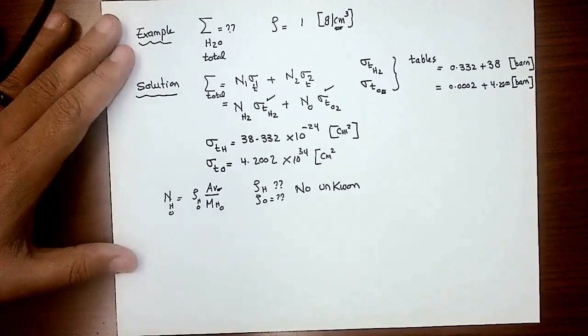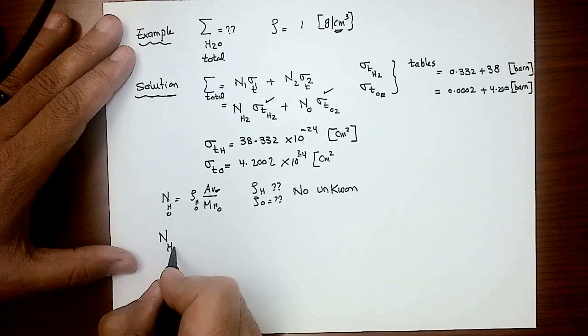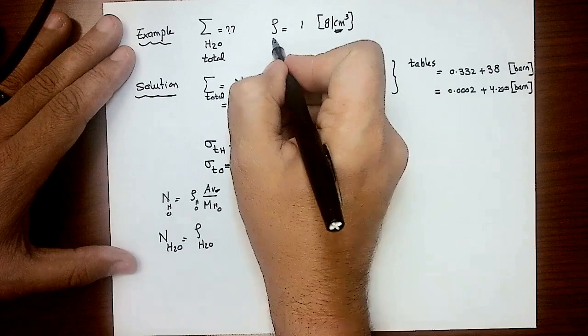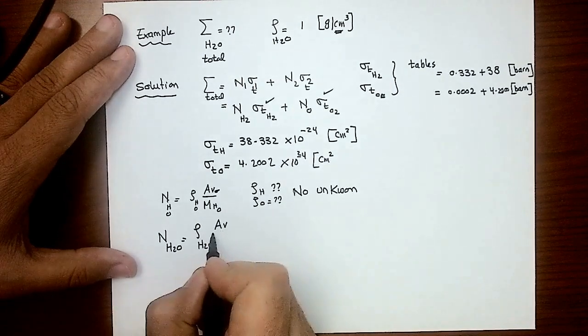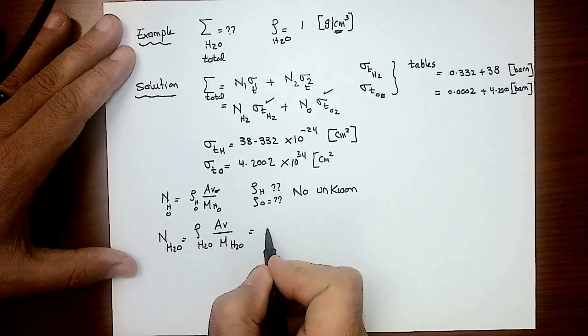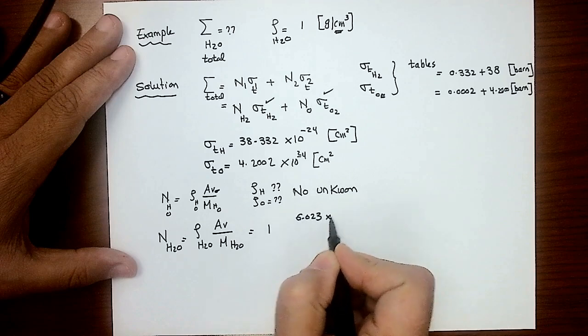But I know everything about H2O. So I can calculate the number density of H2O, which equals the density of H2O, which is given to you in the problem, multiplied by Avogadro's number over the molar mass of H2O. The density of H2O is 1, and Avogadro's number is 6.023 times 10 to the 23rd.